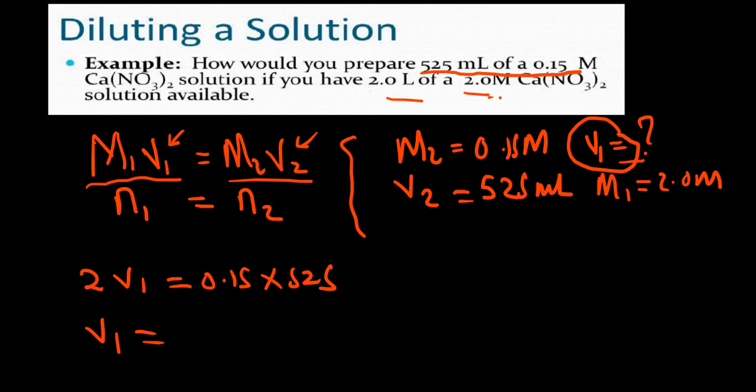When I divide that, I'm getting 0.0057. Let me just leave it here. So these are milliliters. Once you have found your V1, you can now find how much water was added to this V1 in order for it to have the final volume.